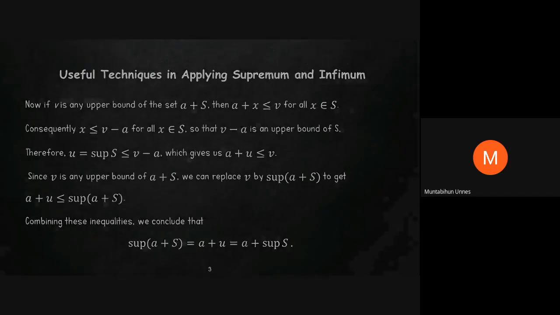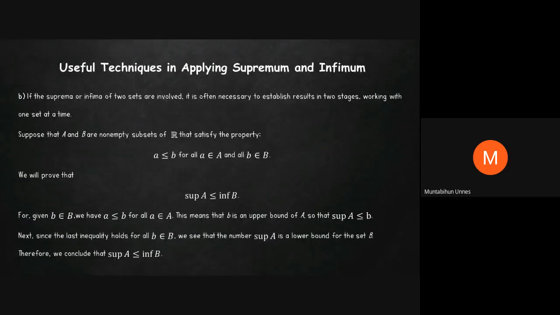The next useful technique: if the suprema or infima of sets are involved, it is often necessary to establish results in two stages, working with one set at a time. Suppose that A and B are non-empty subsets of R that satisfy the property a less than or equal to b for all a element A and all b element B. We will prove that the supremum of A is less than or equal to the infimum of B.